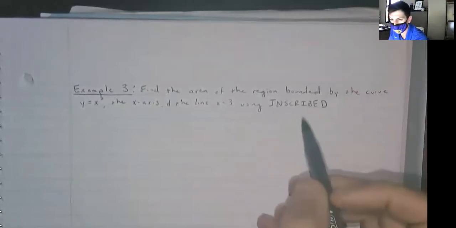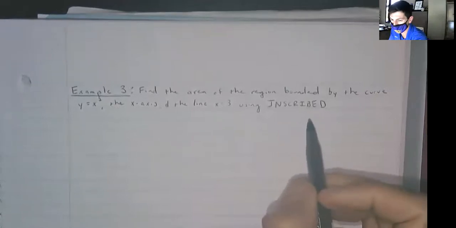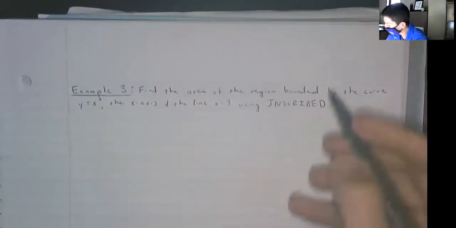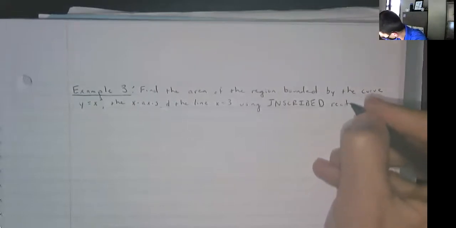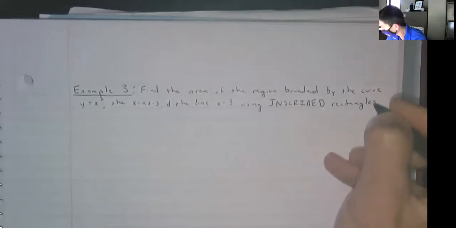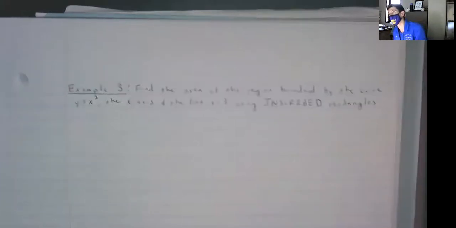On your homework, it's not going to give it to you in all capital letters, but that's kind of the key word here, using inscribed rectangles. That's going to tell us that we are using the minimum values as we set up our rectangles.